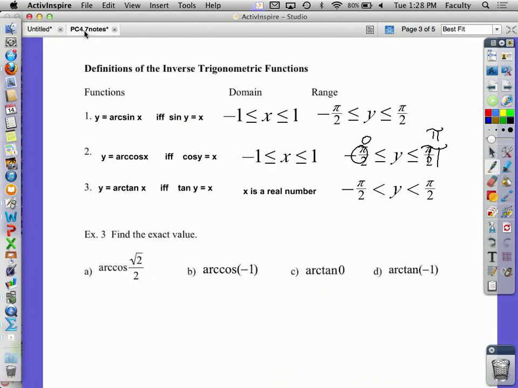So now, hopefully, this makes a little bit more sense why it was 0 to pi. So let's do example 3, A and B, and we'll go back to tangent and finish up C and D. We just did this one: arc cosine radical 2 over 2. That's pi over 4. How about letter B? Arc cosine negative 1.